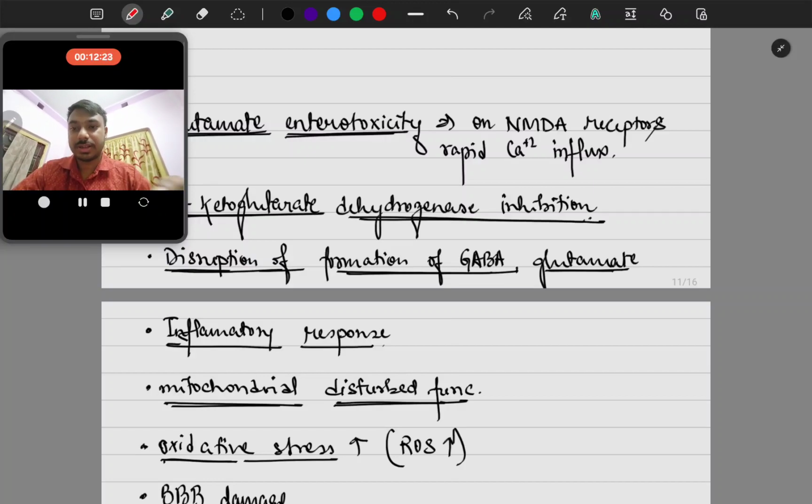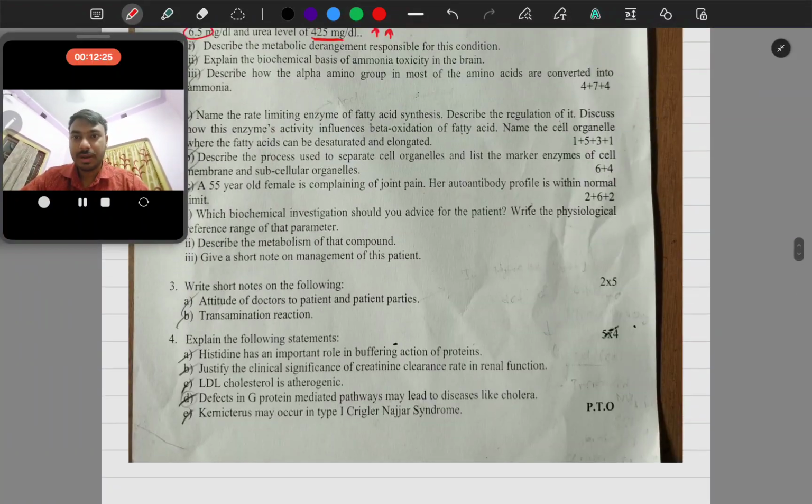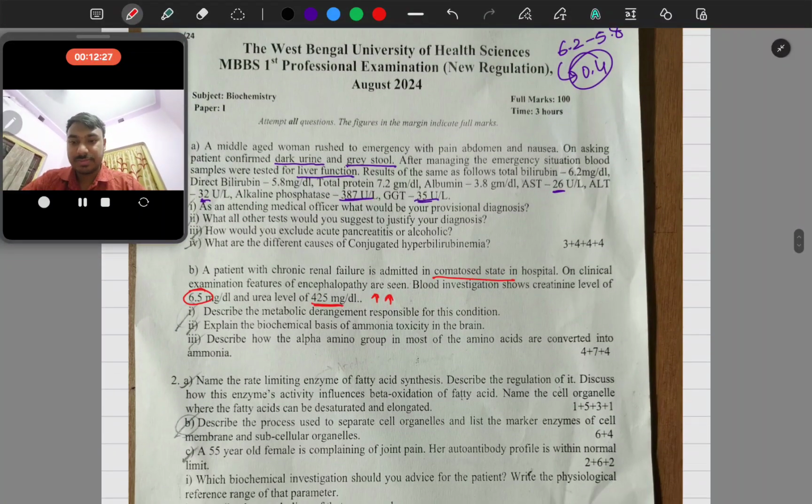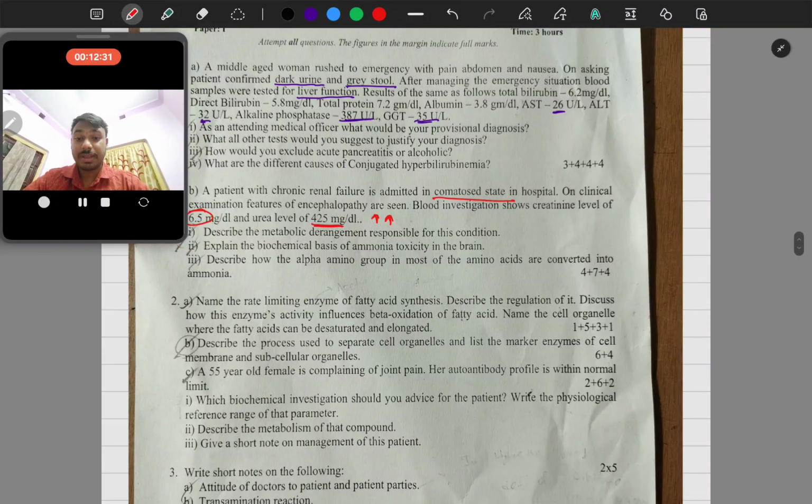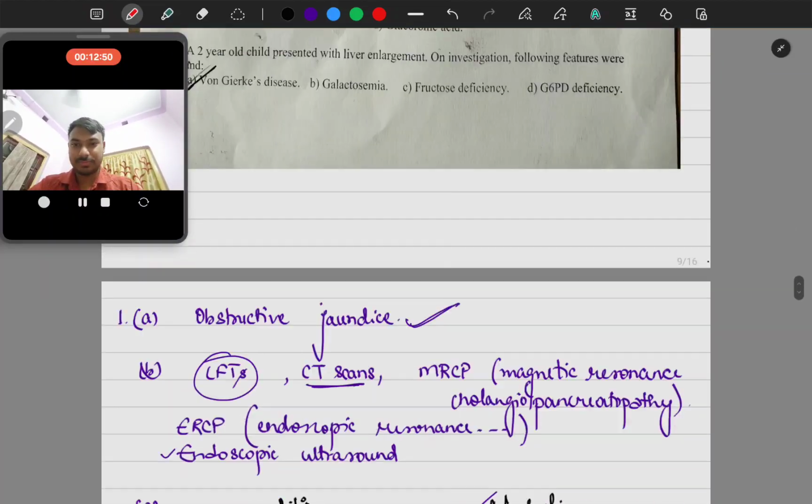Now the next question, I would say the second question, first part. Name the rate limiting enzyme of fatty acid synthesis. Describe the regulation of it. Discuss how this enzyme's activity influences beta oxidation of fatty acid. Name the cell organelle where the fatty acids can be desaturated and elongated. Big question, huh?